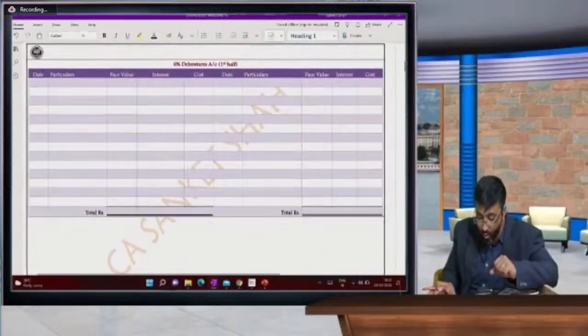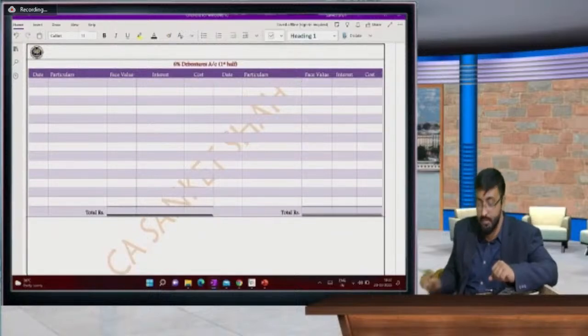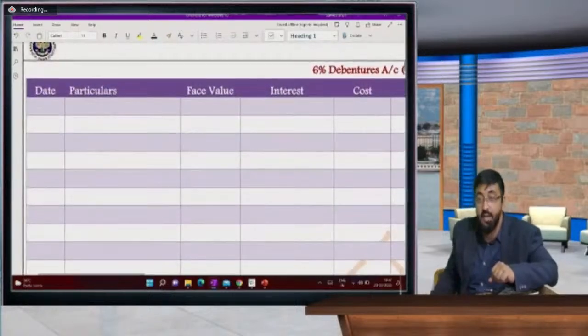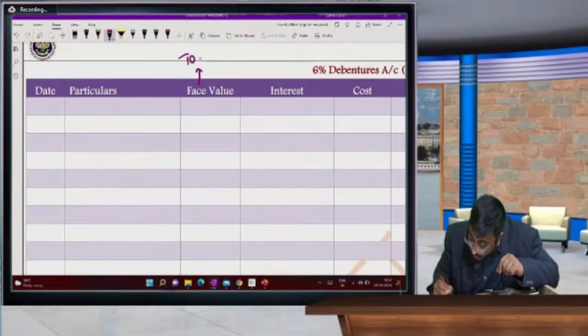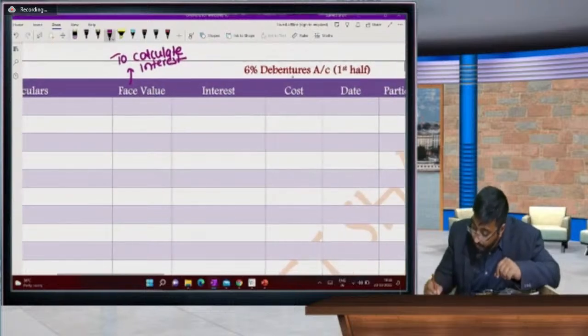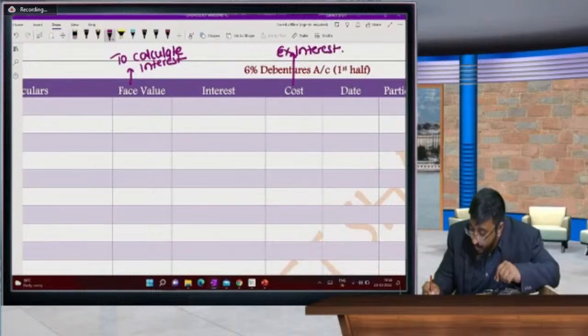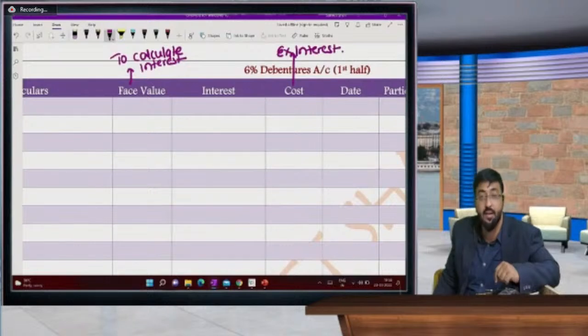I am going to open 3 columns. See, 3 columns: date, particulars, face value. Now, face value to calculate interest, then interest amount and cost. Cost means beta, ex-interest. Cost column reflects ex-interest. So for face value, we have to consider interest and cost.